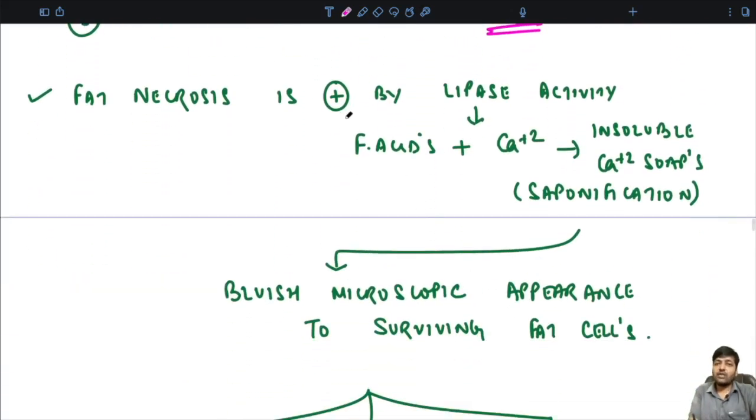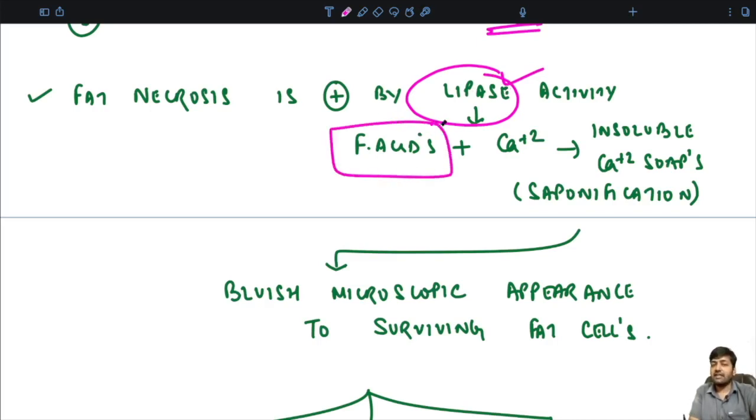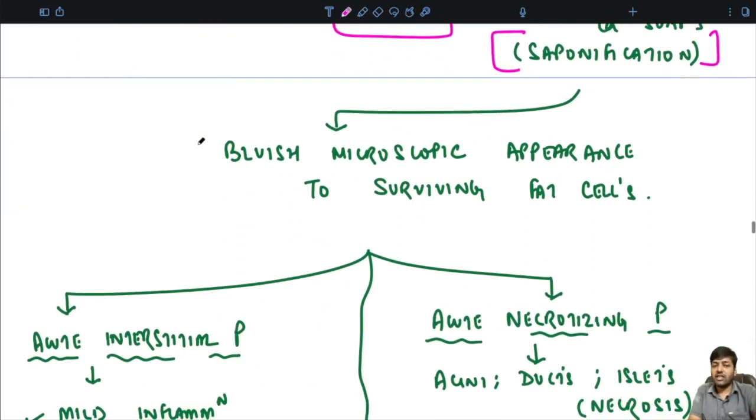Now fat necrosis is stimulated by lipase activity. Remember, fat necrosis is stimulated by pancreatic lipase activity. Basically these will act on the fat and cause release of fatty acid. These fatty acids will combine with calcium to form insoluble calcium soaps, and this process is called saponification. Under the microscope, this saponification appears as a bluish microscopic appearance of the surviving fat cells.